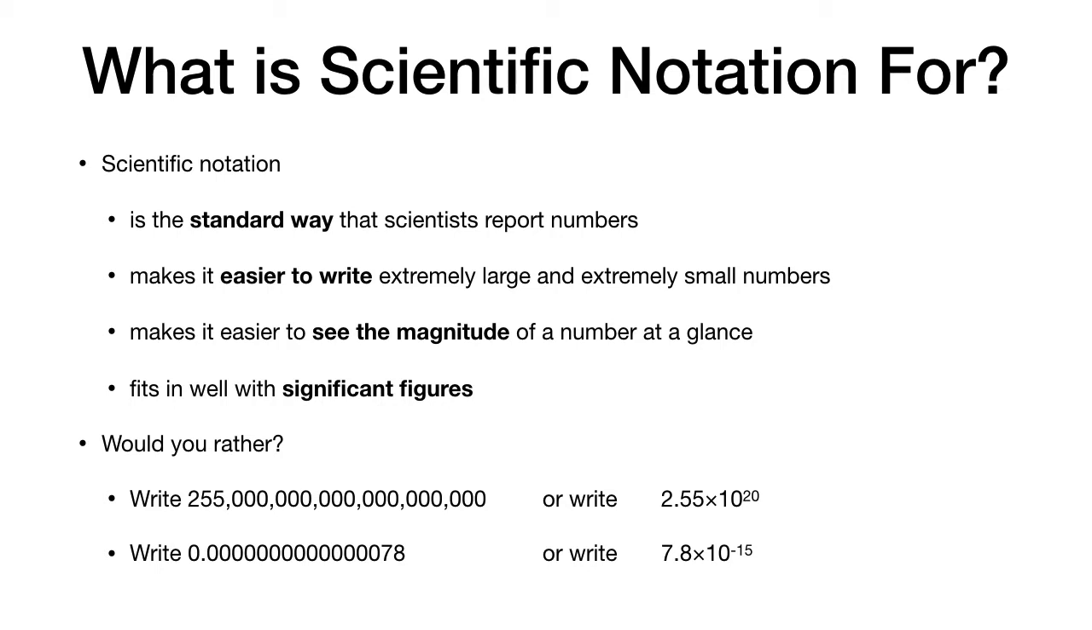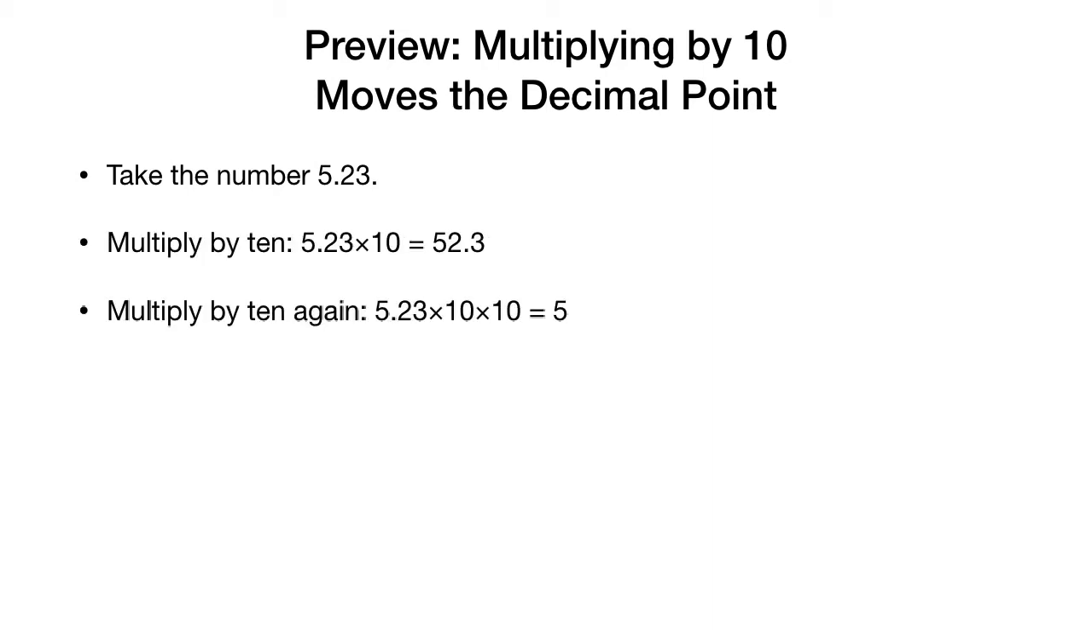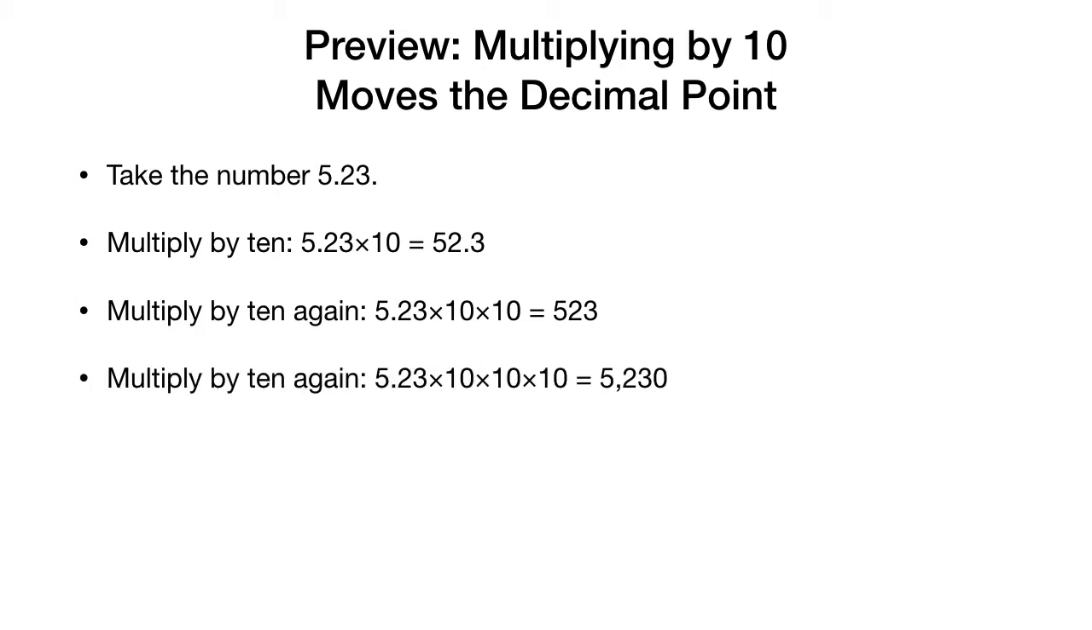So before we go into the details of what scientific notation is and how we write it, I want to go over kind of a preview of what this looks like. So let's think about the number 5.23. Okay. Now if we multiply this number by 10, it's going to move the decimal point over by 1. And if we multiply it by 10 again, it's going to move the decimal point over by 1. So you see, multiplying by 10, the only effect that it has is moving the decimal point over. Okay. So if we multiply by 10 again, we have 5,230. So we've moved the decimal point 3 times.